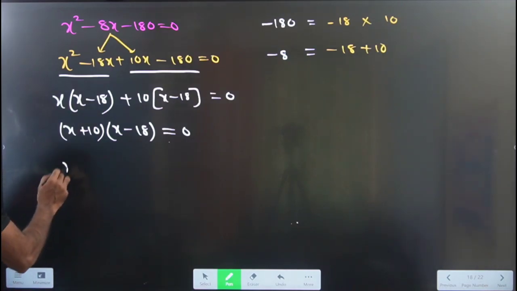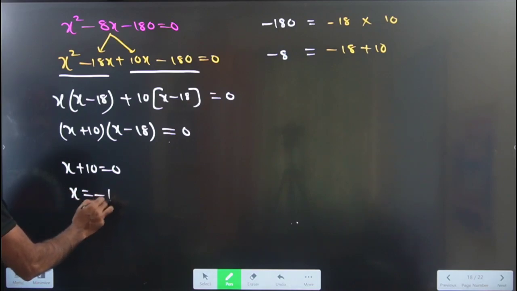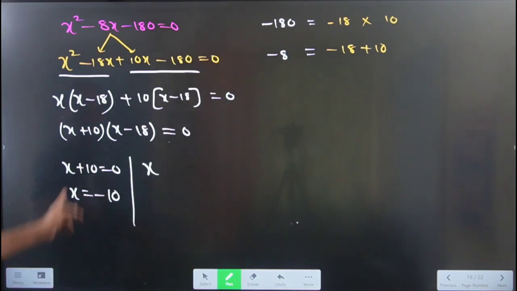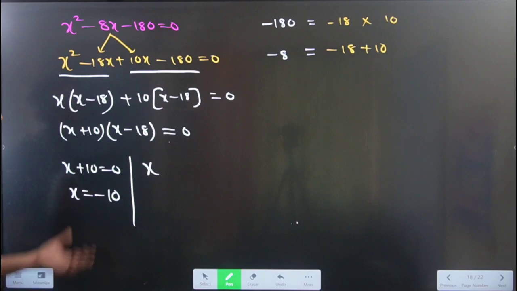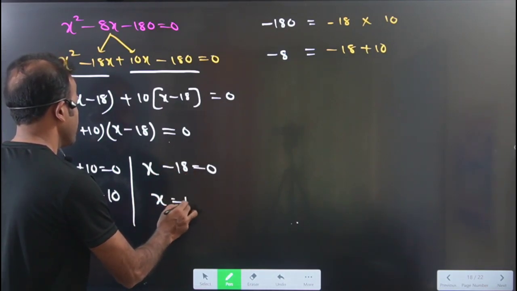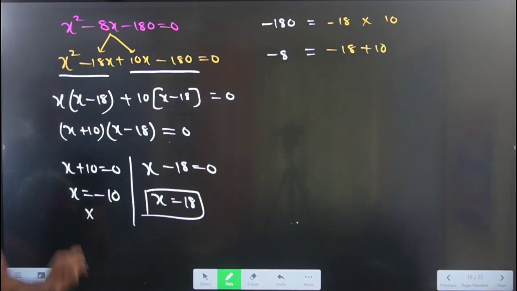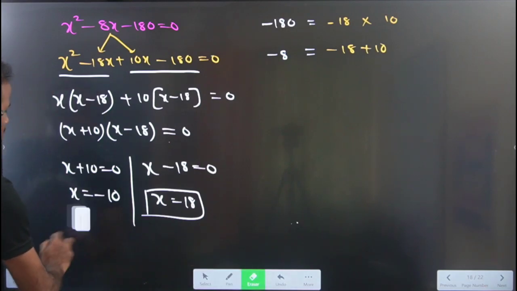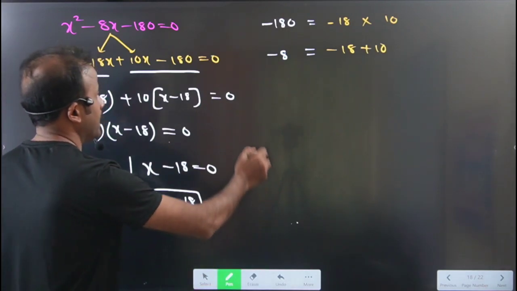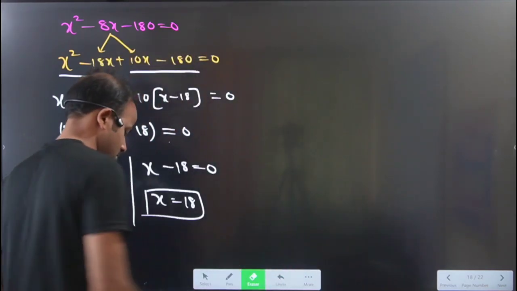x plus 10 equal to 0, x equal to minus 10. So minus 10 we cannot take, you try with minus 10, you won't get the answer. So x minus 18 equal to 0, then x equal to 18. This value, x equal to minus 10, need not be considered. x equal to 18 is the answer.